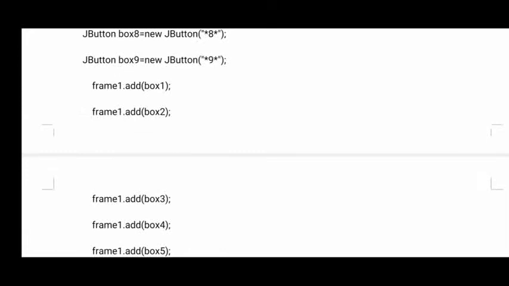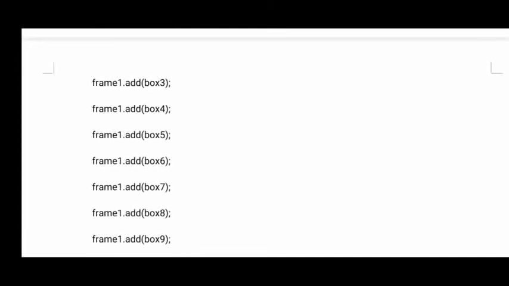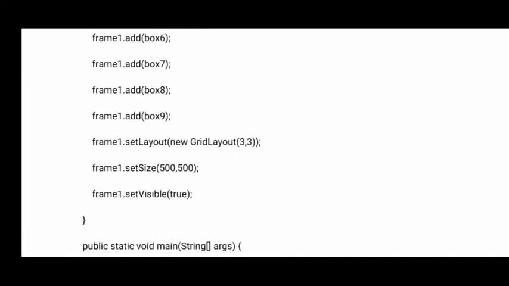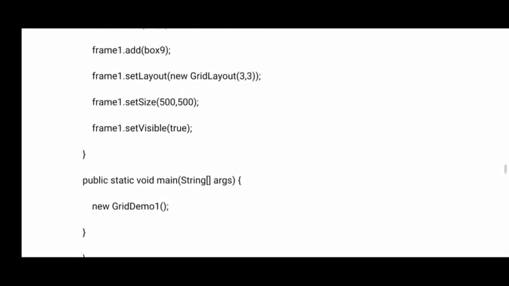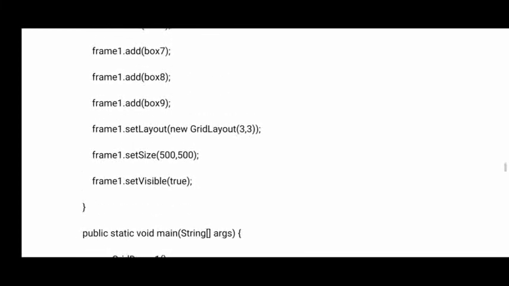Now, as already said, if you have created a frame object and the button objects, then you need to add those buttons to the frame using the add method. So here, frame1.add. Frame1 is the object of the frame and add is a method, and box1 is the object. Like this, total 9 buttons I have created, and those 9 buttons I am adding to the frame. You see, frame1 add box1, box2, box3, box4, box5, box6, box7, box8, box9, like 9 buttons I have added.